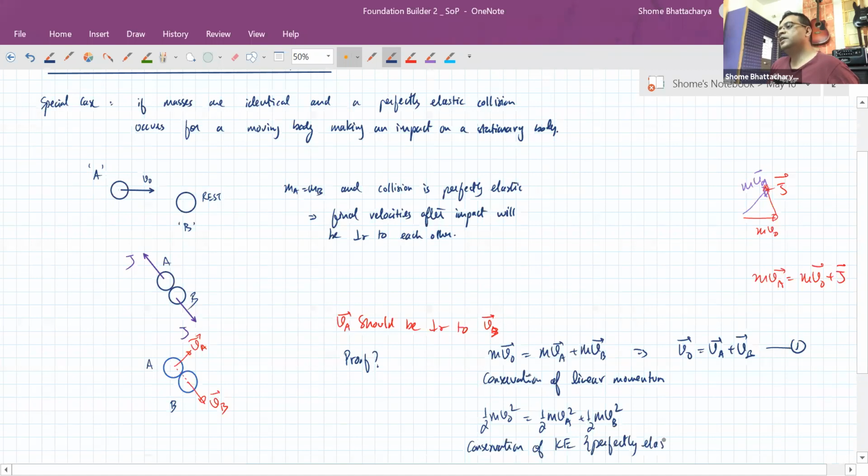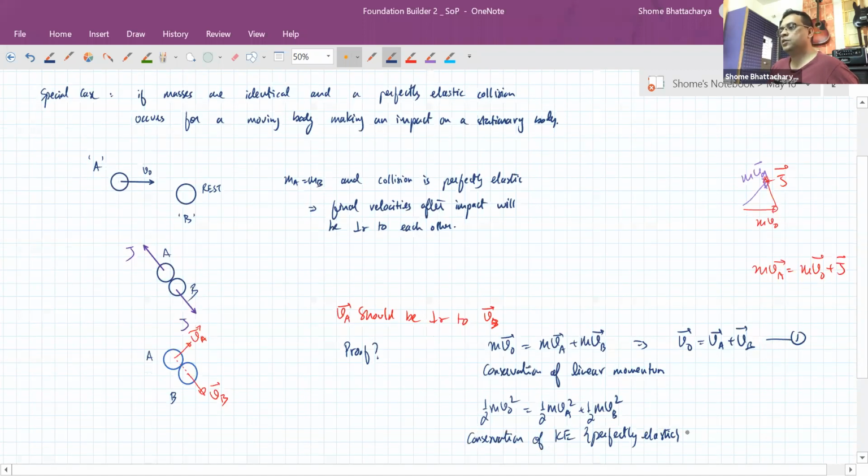There are two ways we can define perfectly elastic. One is that kinetic energy is conserved, and the other is that separation velocity is equal to approach velocity. Here we are using the more fundamental definition, that kinetic energy is conserved. So V0 square is equal to VA square plus VB square, which implies that the magnitude of V0 is the square root of VA square plus VB square.